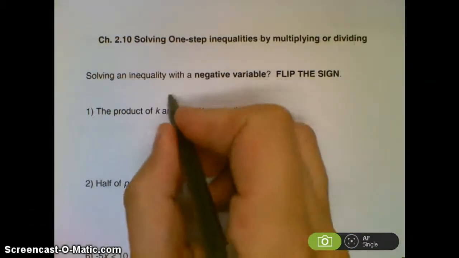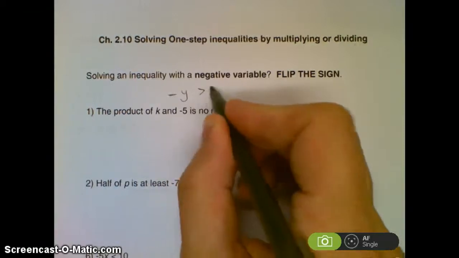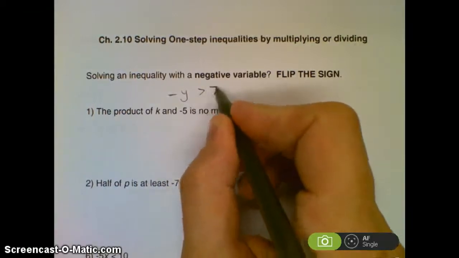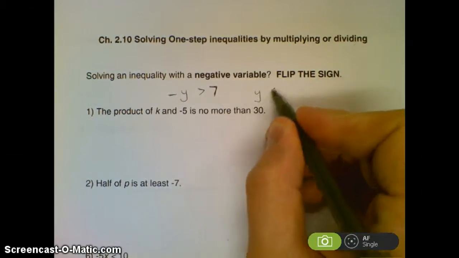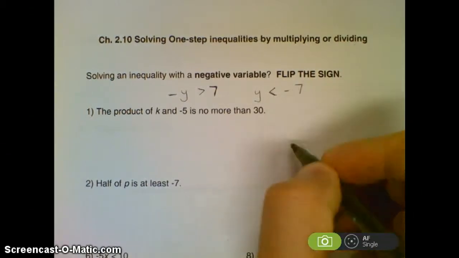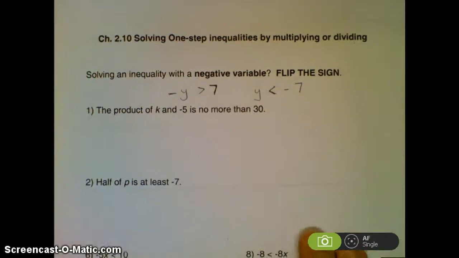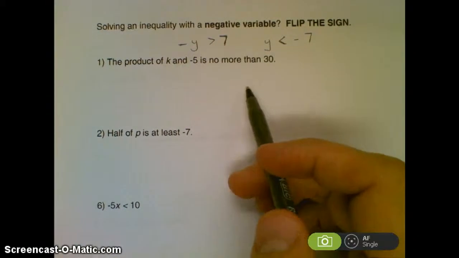But if you saw something like this, negative y is greater than 7, when you solve it, the answer will actually be y is less than negative 7. It sounds weird. Hopefully by the end of this video it makes a little more sense. So I'm just going to work through some problems that are on your packet.